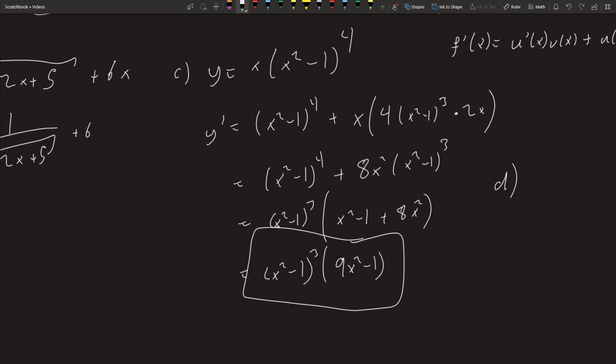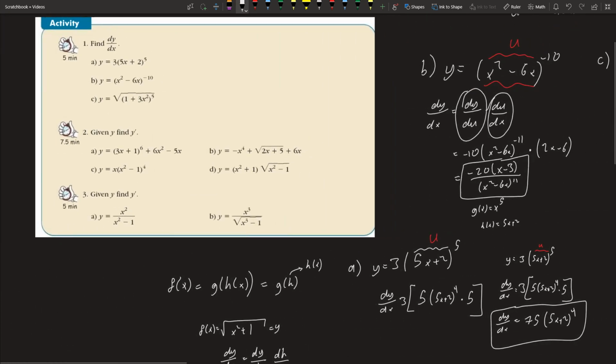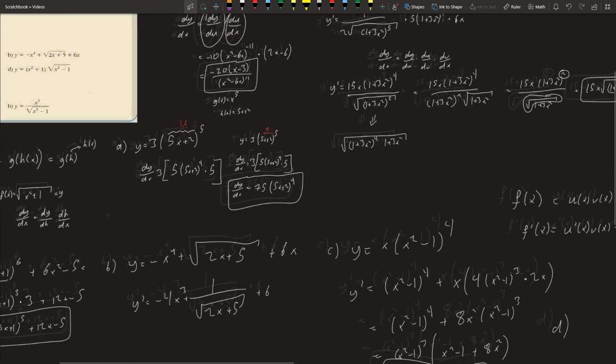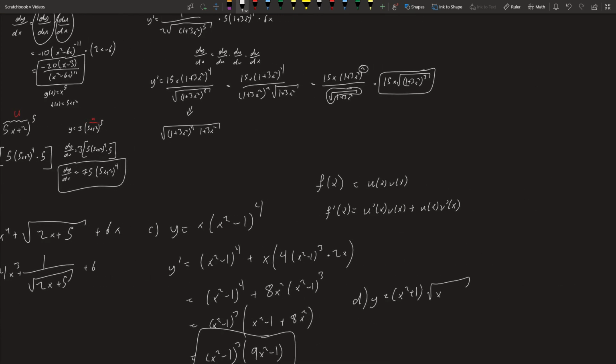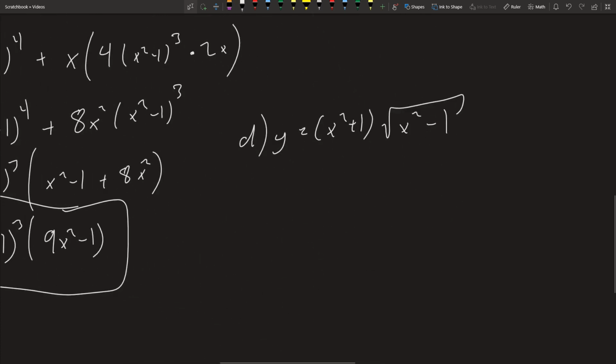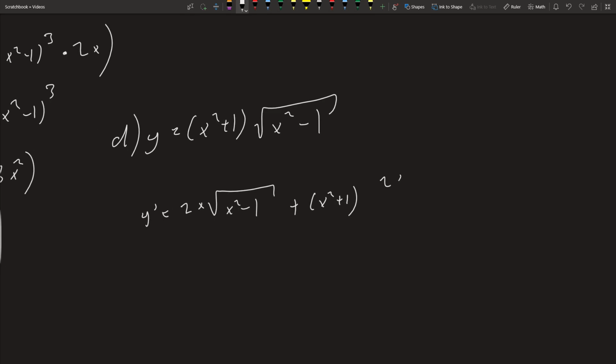Part D. Product rule again, we have y is equal to (x squared plus 1) into radical (x squared minus 1). Now, y prime is equal to derivative of the first, which is 2x, times the second, plus keep the first, derivative of the second is 2x over 2 radical (x squared minus 1). 2 is cancelled out.